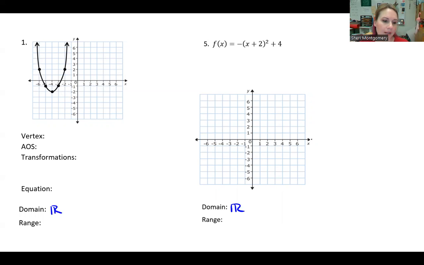For question number 1, you have a graph, and you have 2 questions. These are 2 of the open-ended questions on your quiz. I give you one with a graph and one where you have to make the graph. So don't just leave anything blank. You can at least figure out some of the things. So the vertex, remember the vertex is the very bottom or the very top of your graph. So this one is a vertex. Would you call that a maximum or a minimum point? Yeah, you'd call it a minimum point because it's at the bottom.